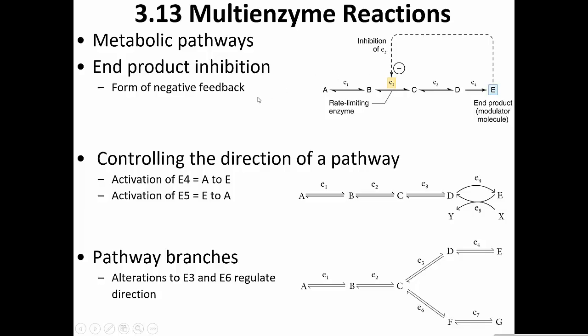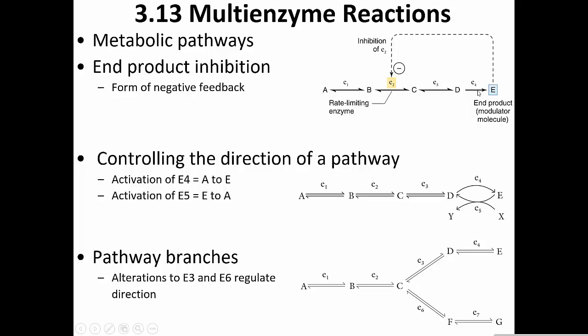This is a form of negative feedback. So in other words, as long as there's plenty of product E in the cell, E is going to act as an allosteric inhibitor of enzyme number 2, slow down the overall metabolic pathway, and the cell won't waste energy producing E when it already has E. However, when E goes away, E will no longer be able to exert that negative feedback via the allosteric binding to enzyme number 2.